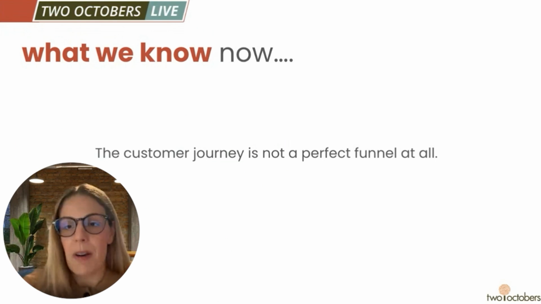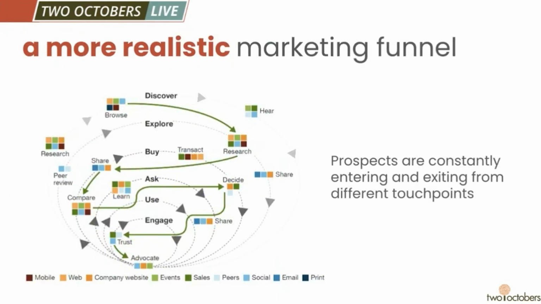What we know about this type of funnel is that the customer journey is actually not a perfect funnel at all. In fact, a more realistic marketing funnel has our prospects entering and exiting and coming in at different touch points constantly. So there's no real way, unless they tell you where they're at in their customer journey, to know exactly where they're at. They may have seen the product from an ad, done some of the research, and then forgotten all about it and come back in from the top again.